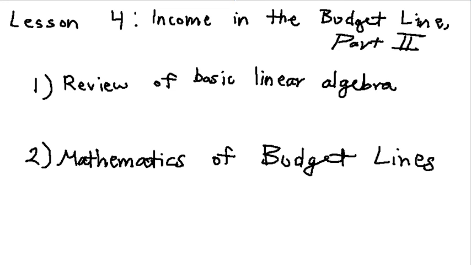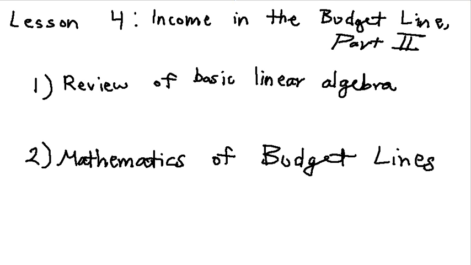In this lesson, we'll finish up section 1.2 of the McCloskey book. So we'll need to talk about two things in this lesson. First, we'll start out with a review of basic linear algebra. Now, when I say linear algebra, I'm referring to high school algebra as opposed to the 200 level college course. And secondly, using our review of basic linear algebra, we'll discuss the mathematics of budget lines.